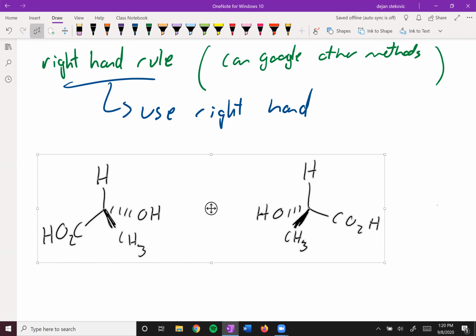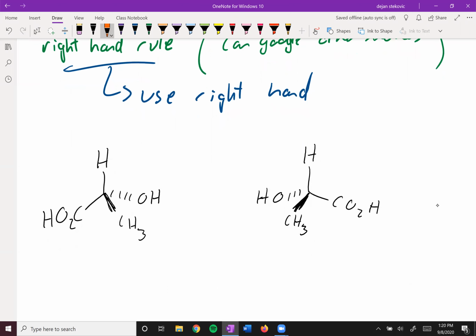First thing we're going to want to do is go ahead and just rank the priority. So this should be pretty simple at this point, right? This alcohol gets number 1 because it has that oxygen right there. This carboxylic acid gets number 2 because it's got a carbon attached to oxygens. Then this methyl group gets number 3, and then the hydrogen gets number 4, right? And same thing here.